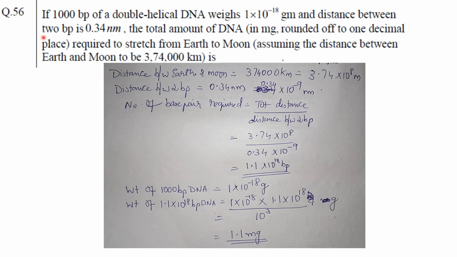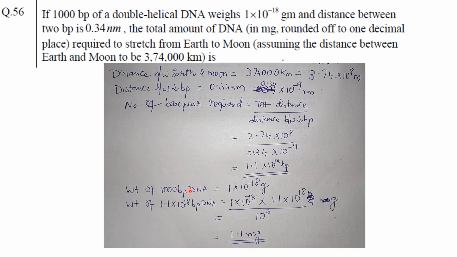Now the distance between two bases is 0.34 nanometers. So convert it into meters. So it will be 0.34 into 10 raised to minus 9 meters. Now you calculate the number of base pairs required. That is total distance divided by distance between two base pairs. You will get it as 1.1 into 10 raised to 18 base pairs.